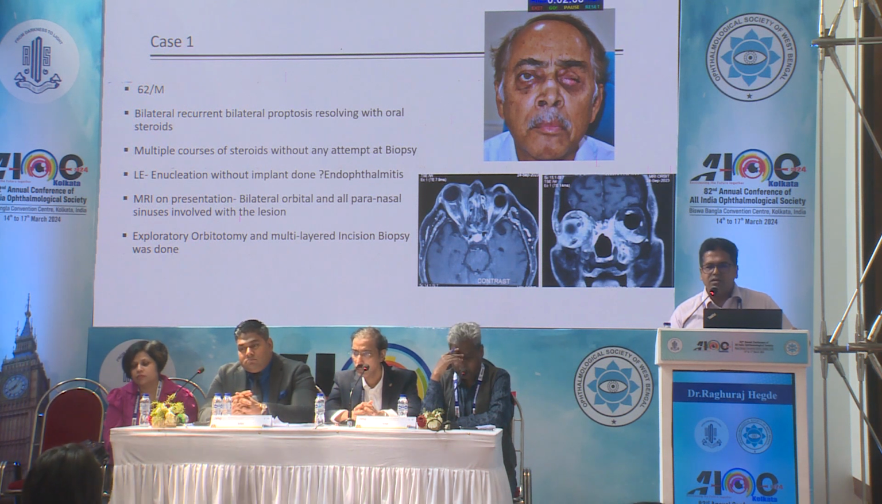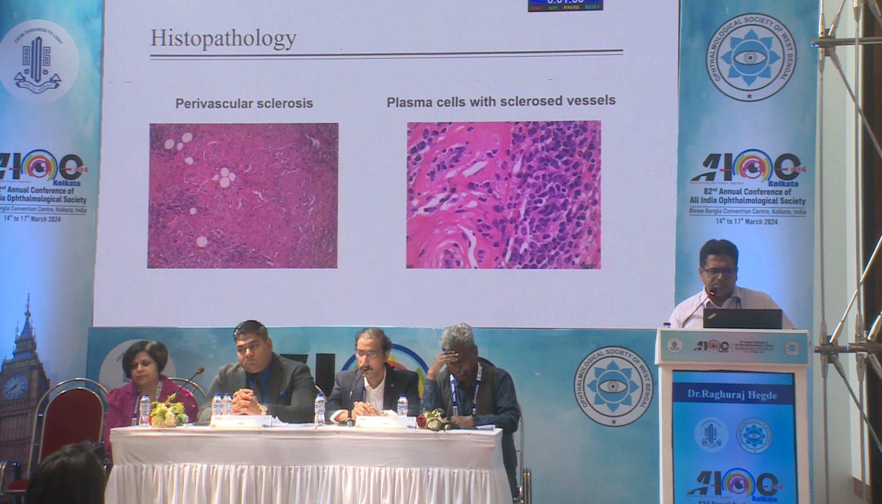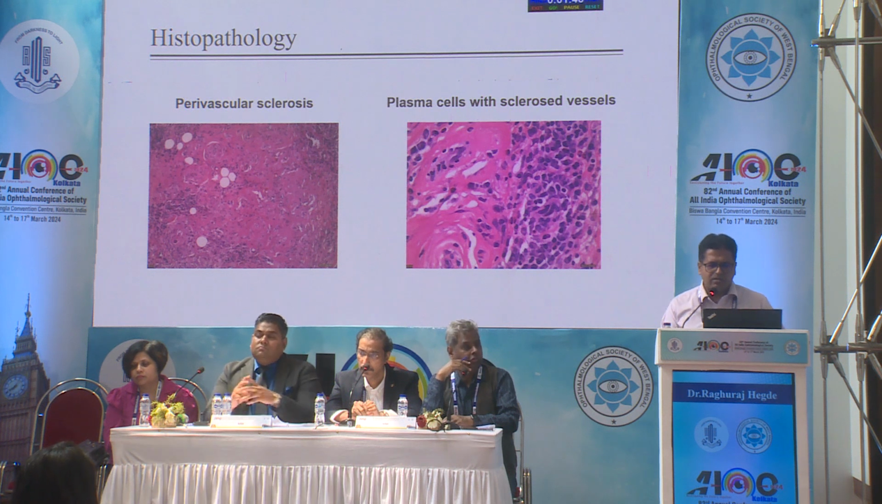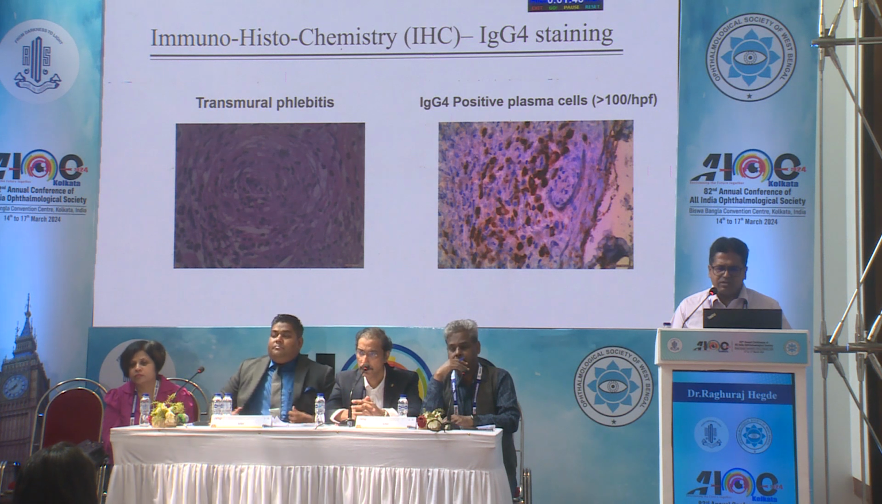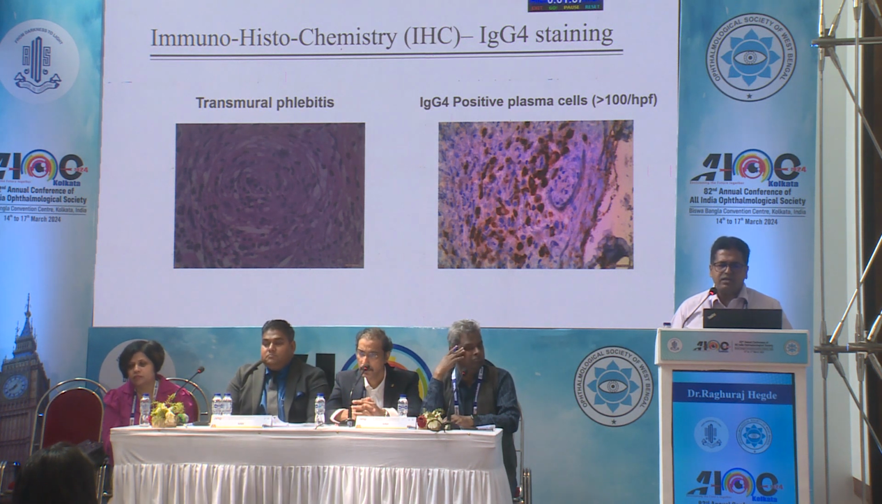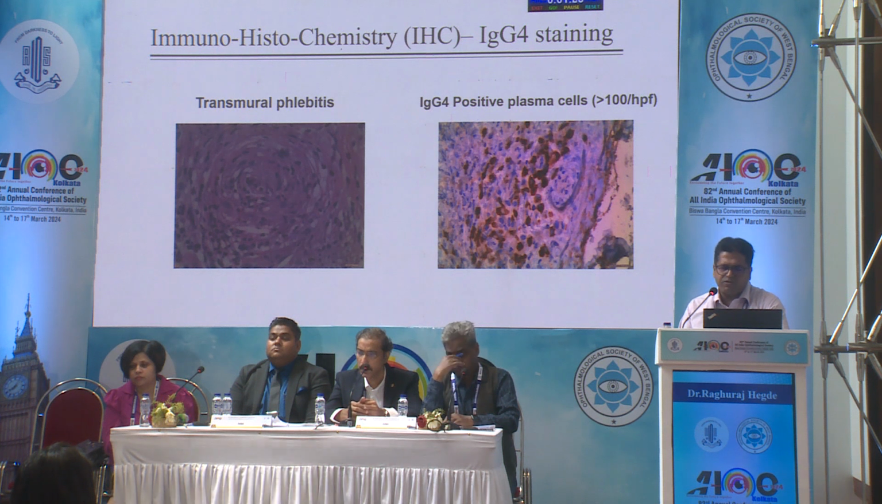We went ahead with an exploratory orbitotomy with a multi-layered incision biopsy. On histopathology, perivascular sclerosis was seen, and plasma cells were seen, but with sclerosed vessels. It could also be because of the steroids that were given earlier. The classical changes were not seen. But when we did immunohistochemistry, we saw there was a transmural phlebitis and IgG4 positive plasma cells. So this satisfied the criteria for the pathological diagnosis of IgG4 related disease.